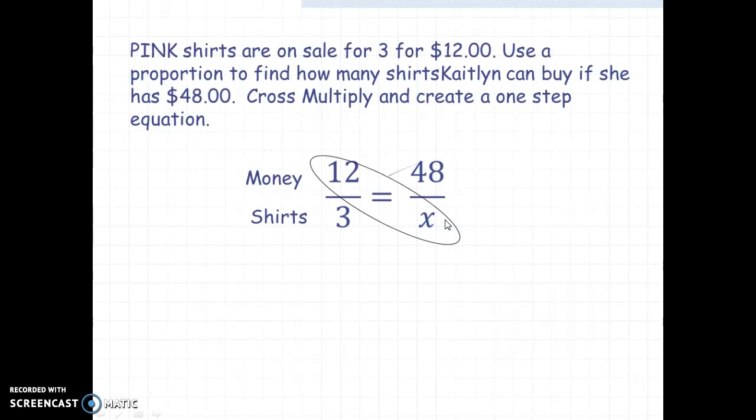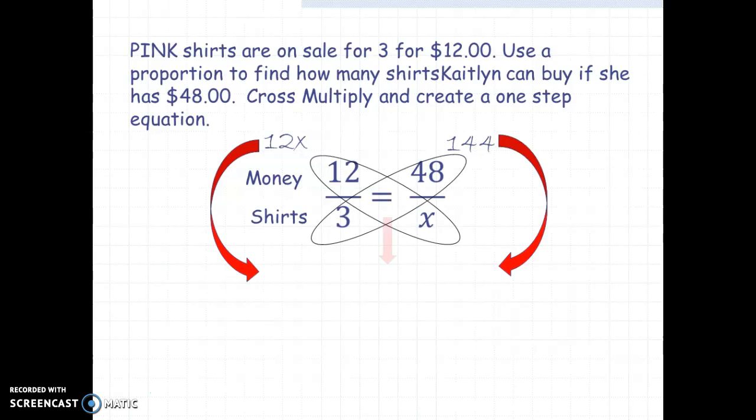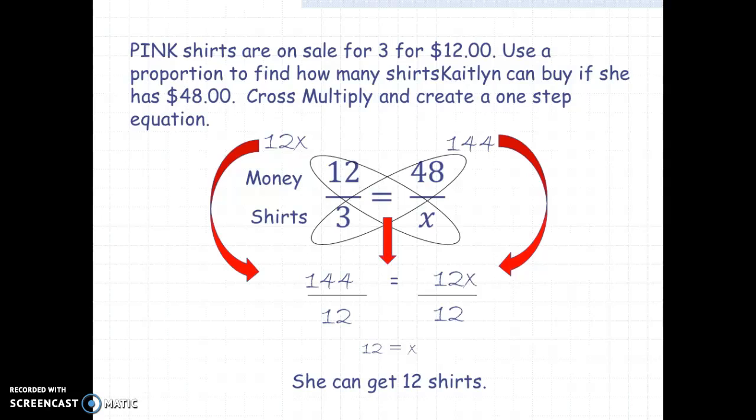Okay, so we're going to cross multiply. We get x times 12 is 12x. 3 times 48 is 144. So if we bring those down, we get the one-step equation of 144 equals 12x. So to get x by itself, we divide by 12. 12 equals x. Caitlin can buy 12 shirts for $48. Sounds like a pretty good deal.